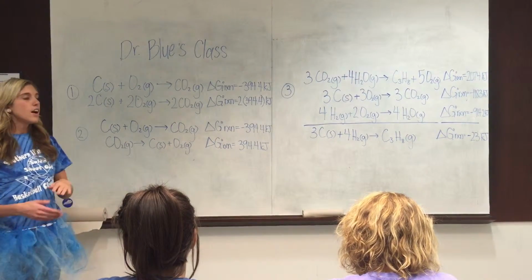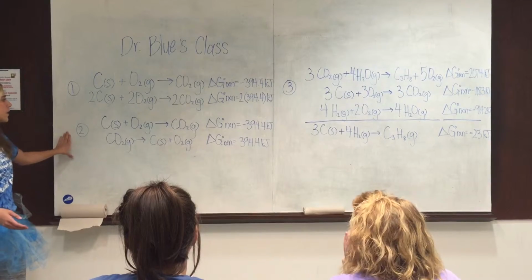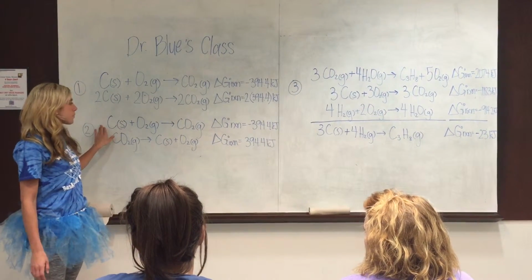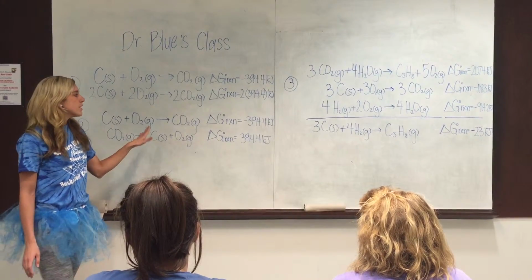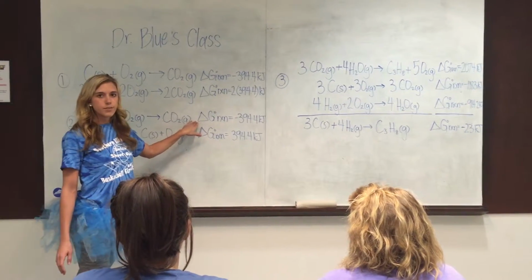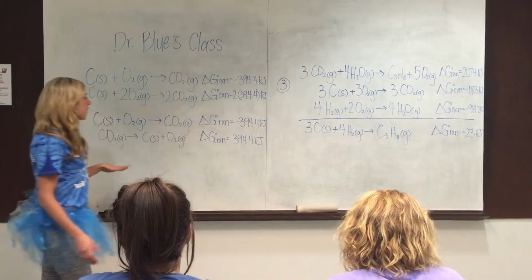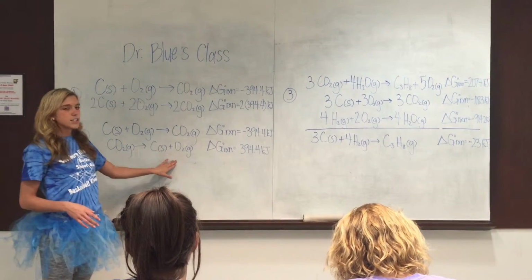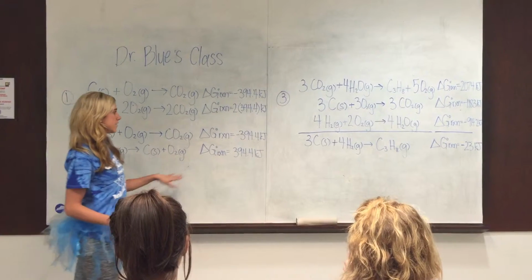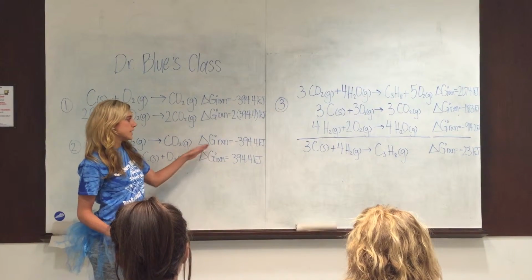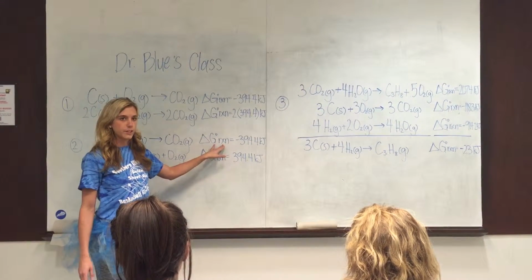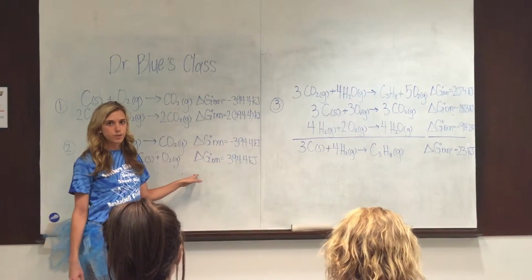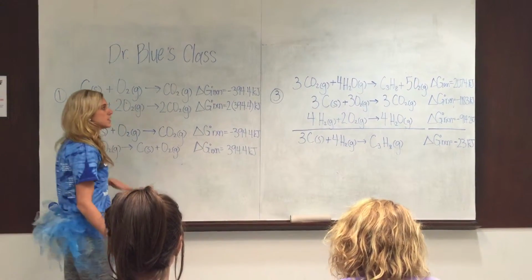Another way we can do it: say we need to flip this same equation. So we have carbon plus oxygen yields CO2. Again, the delta G is negative 394.4 kilojoules. If we need to find CO2 yields carbon and oxygen, we simply switch the sign of delta G. So instead of negative 394.4 kilojoules, the delta G of the reaction is now positive 394.4 kilojoules.